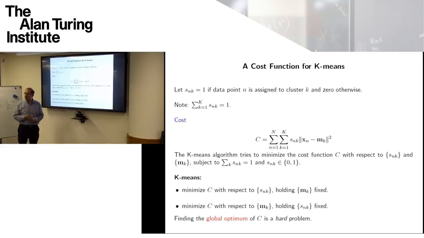It's a computationally hard, NP-hard, NP-complete problem. I'm not sure which one. But in practice, the algorithm generally works quite well. Okay. Any questions about this cost function interpretation of k-means?